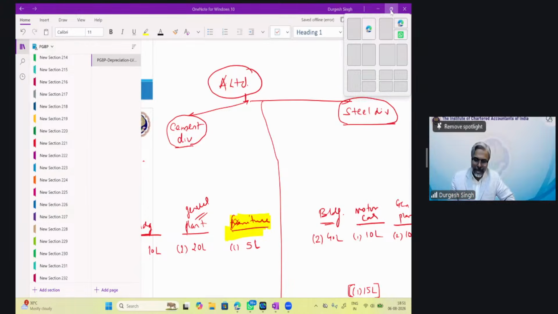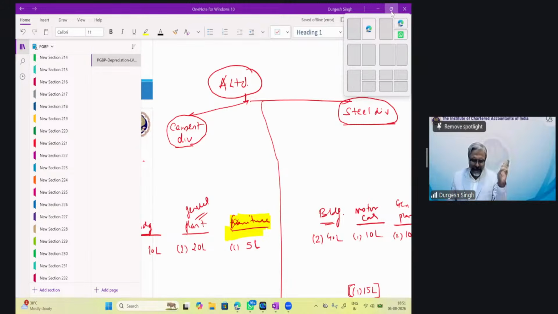Radha, how many blocks will you prepare? Radha, can you explain this? Why do you say so? What is a block, students? Again, come back. What is a block? A block is nothing but primarily the class of asset having the same rate of depreciation.